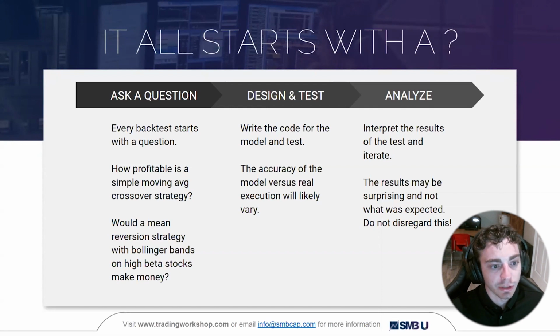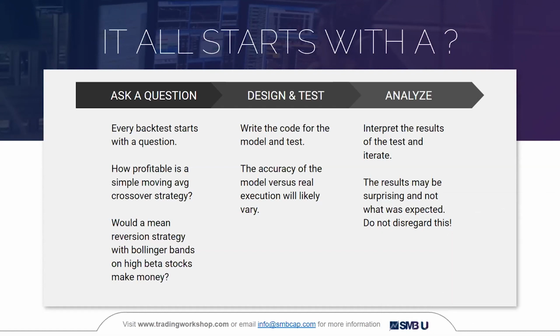And the accuracy of the model versus the real execution will likely vary in the test stage. And then after that, we analyze the backtest. We interpret the results of the test and iterate. The results may be surprising and not what you expect, and you cannot disregard this. This is very important.